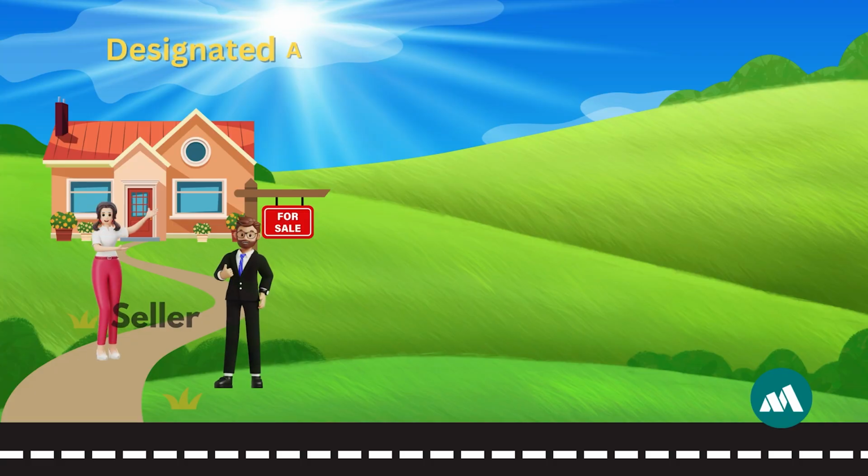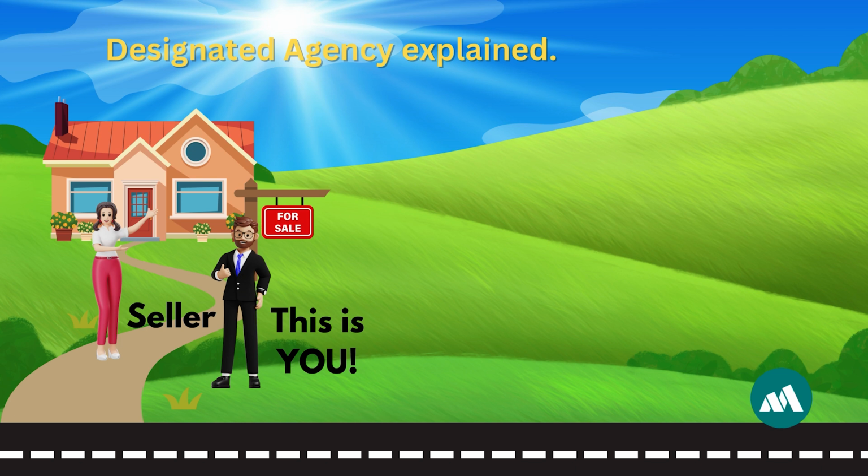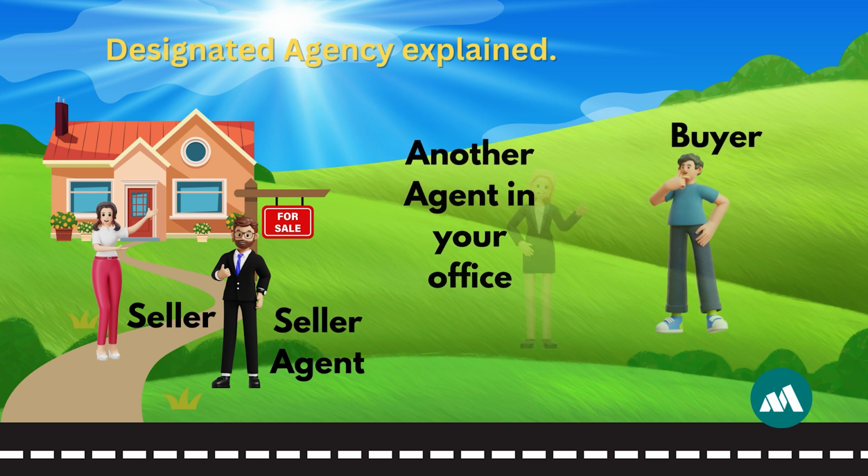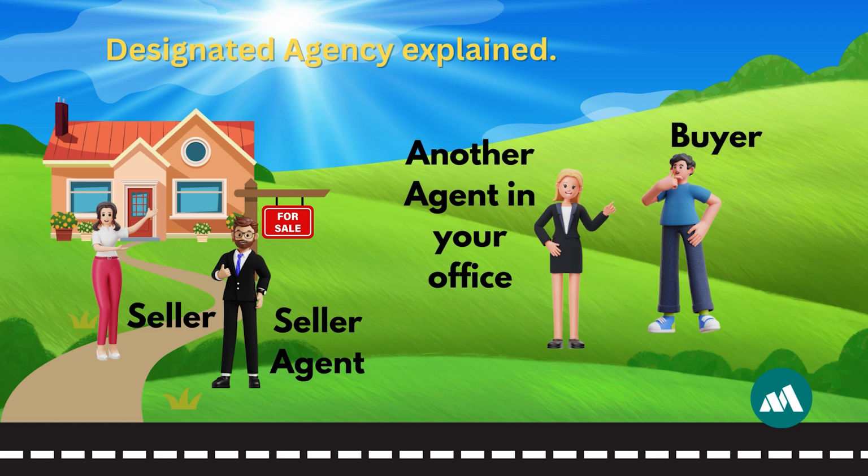So let's say you work for a brokerage that represents both a buyer and a seller in the same transaction. Instead of acting as a dual agent, your broker designates you to represent the seller, while another agent in your office represents the buyer.